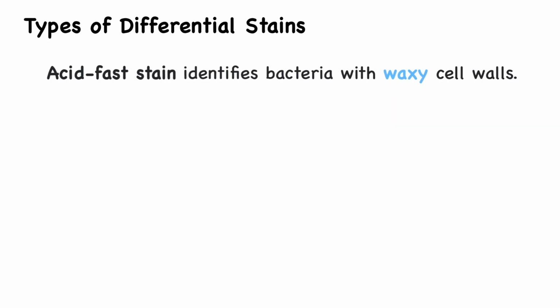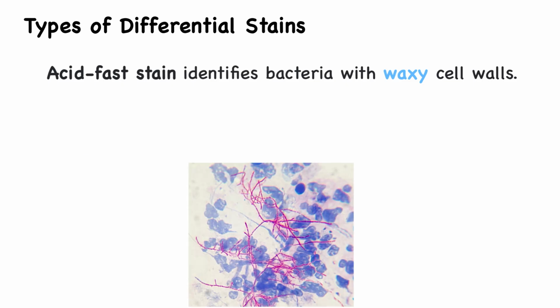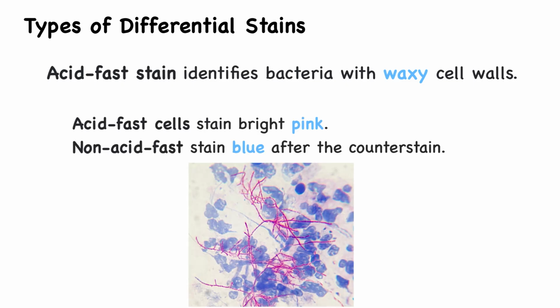There's also acid-fast stain. The acid-fast stain is used for bacteria with waxy, lipid-rich cell walls, such as Mycobacterium tuberculosis. These cells hold tightly to carbonyl fuchsin, a red dye that is pushed in by heat. Even an acid alcohol decolorizer can't remove it. Acid-fast cells stain bright pink, and non-acid-fast stain blue after the counterstain.